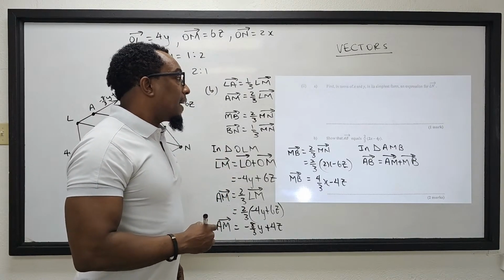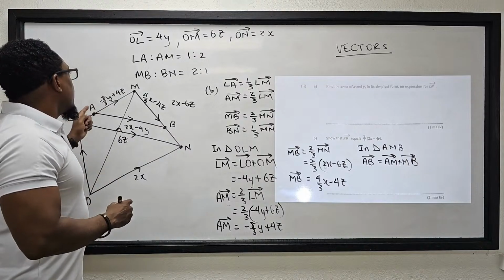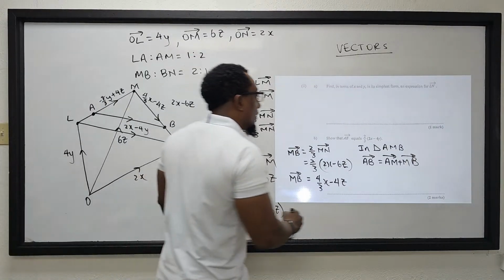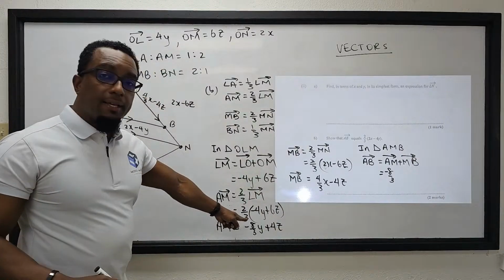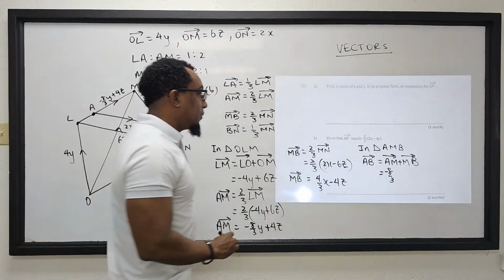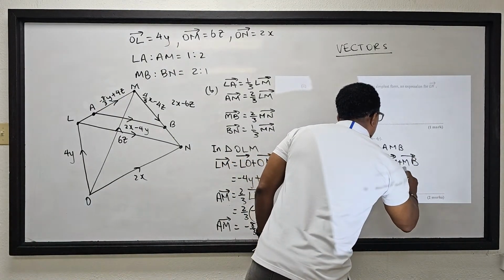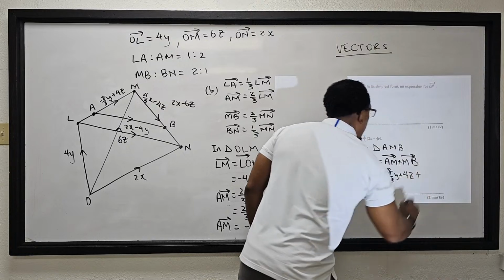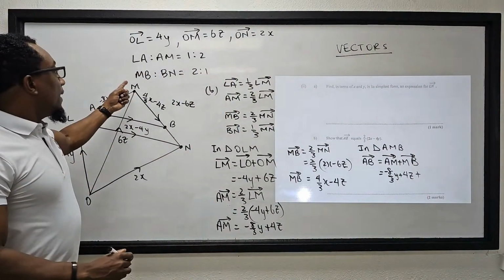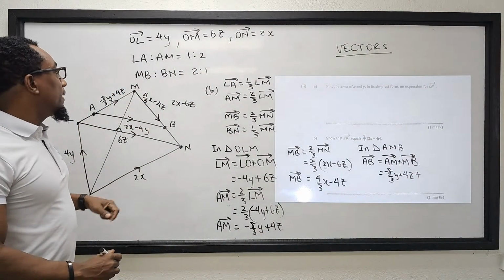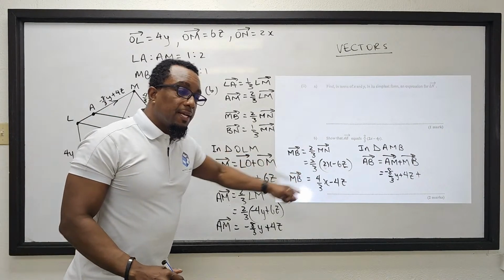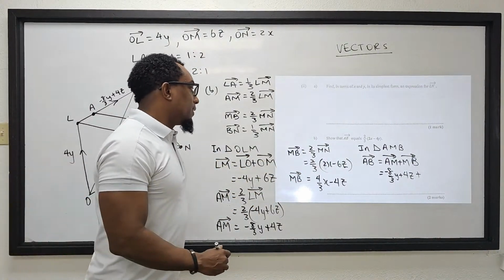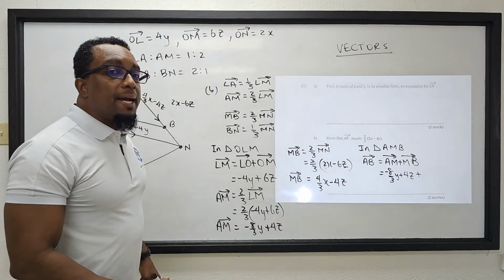Alright? And we know that AM is negative 8 over 3y plus 4z. We calculated that previously. MB, of course, we calculated previously as well. If you look on the diagram, it's going to be 4 over 3x minus 4z.